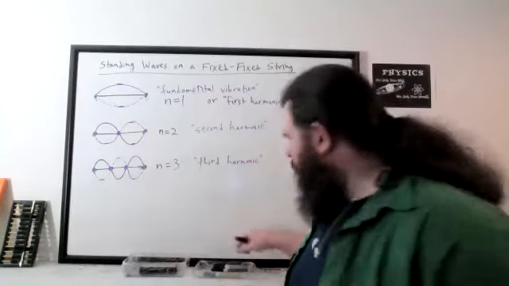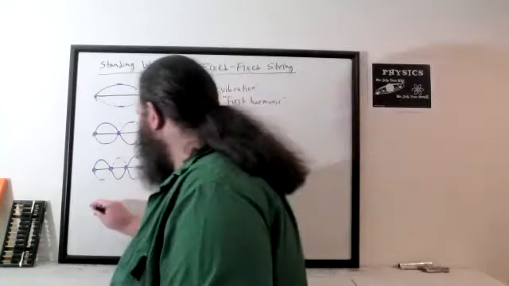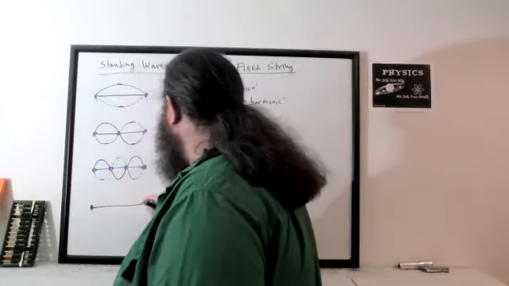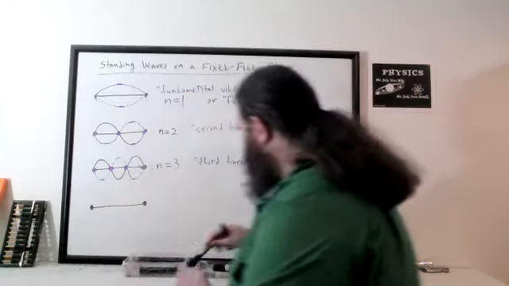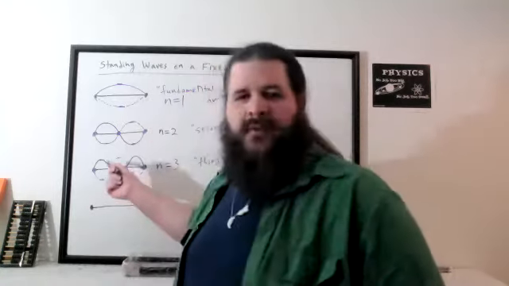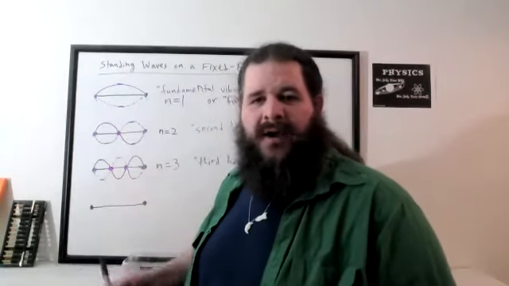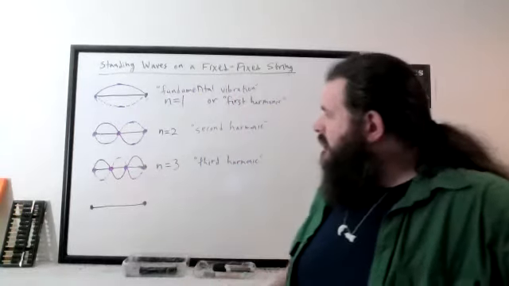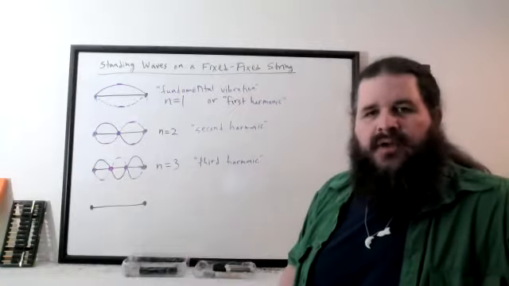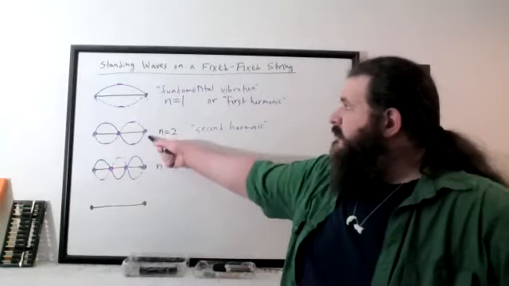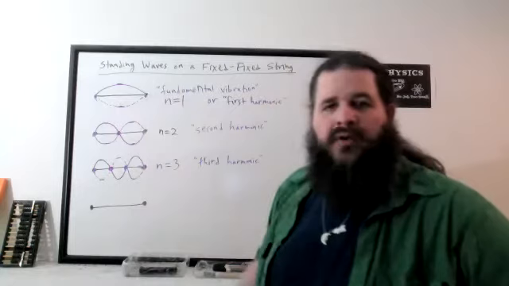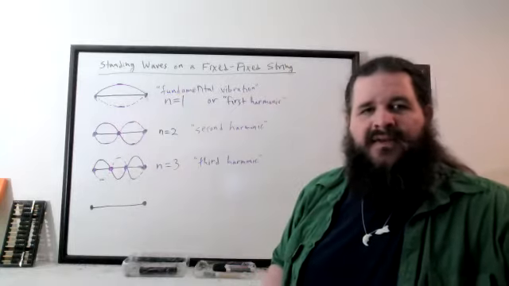And we could keep this going. We could keep drawing in n equals 4 case, n equals 5 case, and so on. N equals 4, we would just squeeze in one more node-antinode pair. Yeah, in this case, n represents the number of antinodes. But keep in mind that's only for this specific case. If the endpoints are both nodes, then n is the number of antinodes.